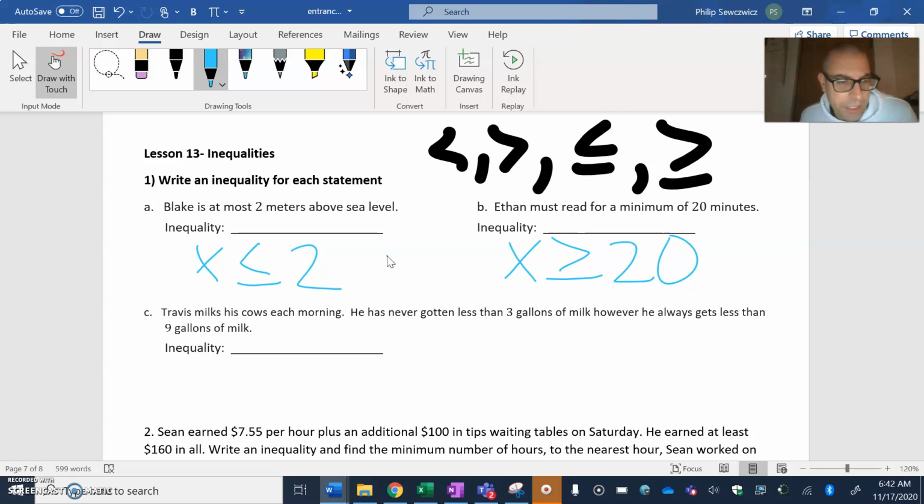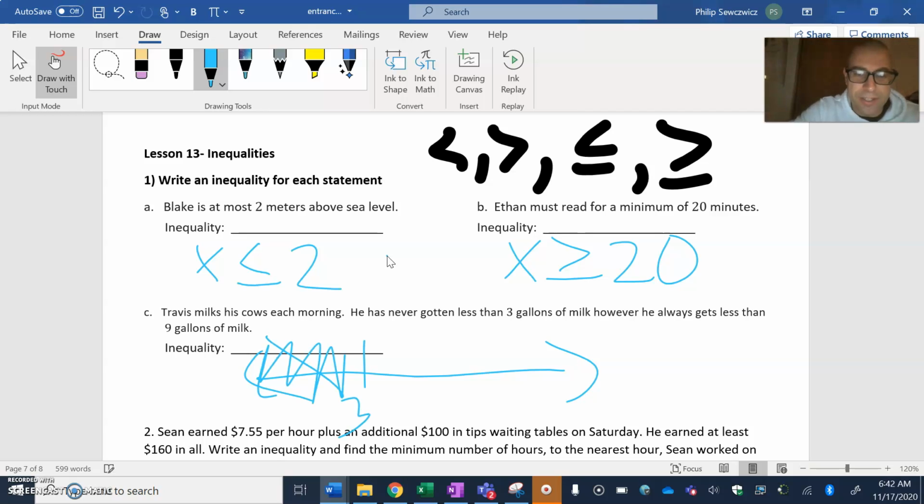All right, so part C, we got Travis here. He's milking cows. He's never gotten less than 3 gallons of milk. However, he always gets less than 9 gallons. The way it's written out, we really got to focus in on those vocabulary words here. So he's never gotten less than 3, so he's never gotten anything smaller. Use a number line here to help you out. We're at 3. He's never gotten less than 3, so nothing on that side ever.